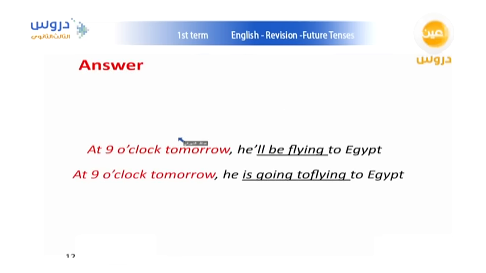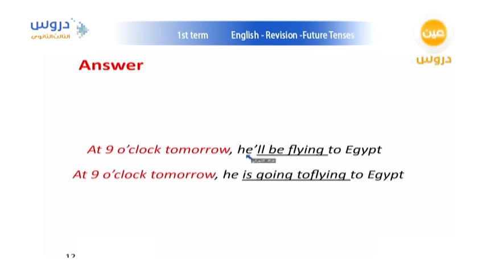Great. Let's see our examples here. He will be flying to Egypt. So imagine that at 9 o'clock tomorrow. This is a specific point, as we mentioned. The future continuous tense is used as a way to talk about something happening at a given point in the future. So this is a specific time in the future: 9 o'clock tomorrow. Not today, not yesterday, but tomorrow. So there is a specific point in the future.